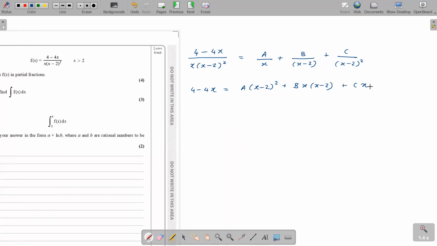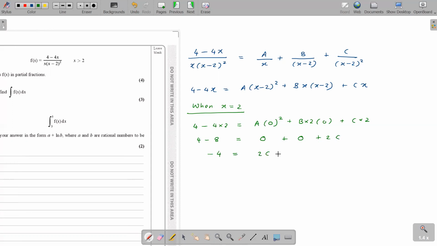Okay, so now it's time to input values for x. Give values that make your bracket 0, when x equals 2, for example. When x equals 2, what do we get? 4 minus 4 times 2 equals A times (2 minus 2), which is 0, plus B times 2 times (2 minus 2), which is 0, plus C times 2. So 4 minus 8 equals, here this is 0, this is B times 0, and here this is 2C. 4 minus 8 is minus 4 equals 2C, thereby C equals minus 4 divided by 2, which is minus 2. Are you okay with that?